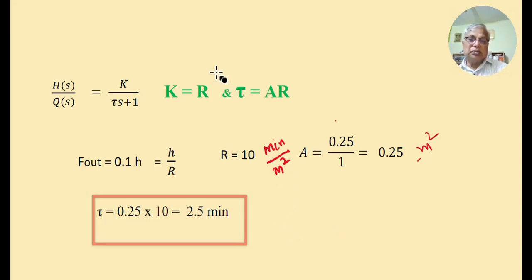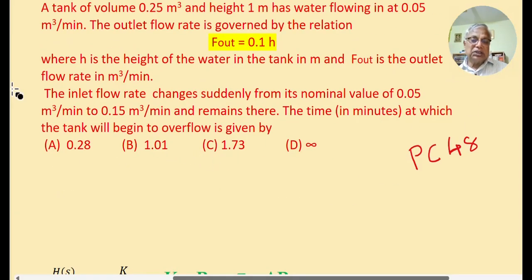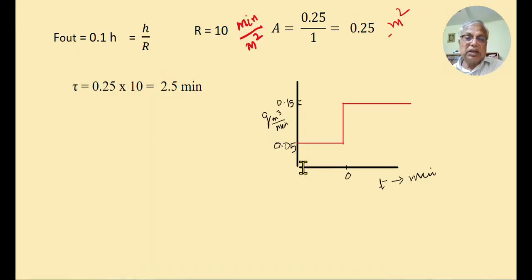Now we'll go to the problem. What is the problem? What is the disturbance? The inlet flow rate changes suddenly from the nominal value of 0.05 to 0.15. So what sort of input is this? The input varies from 0.05 meter cube to 0.15 meter cube at t equal to 0. So it is a sudden jump.